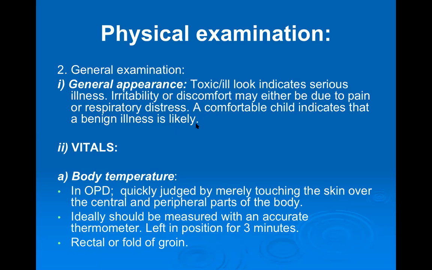Now, when the parents bring their child to you, just closely observe the child. What is the movement? Is the child very restless or not? A child who is having pain in some part of the body is very restless. He may cry also. And if the child is having breathing difficulty, then also the child is irritable or restless. Whereas a comfortable child on the lap of the mother, or sitting nicely on the chair or on the bed, we believe a benign illness is likely. Probably the child is not that serious. These are some of the very important points.